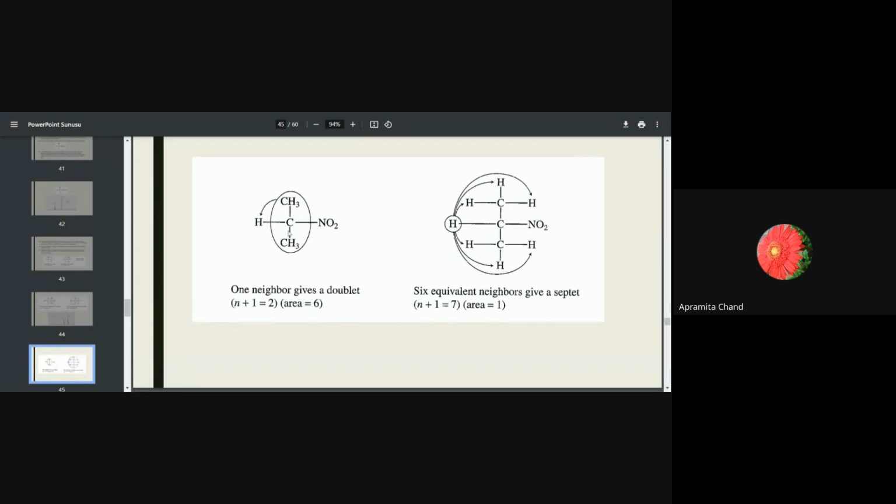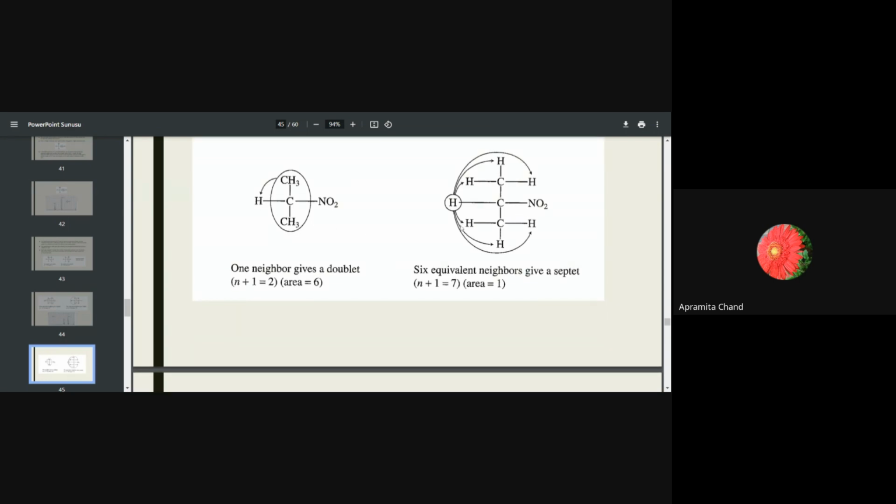More examples are discussed here. Suppose you have two methyl groups, you will have a 6 proton doublet because the adjacent carbon has just one hydrogen. And if you have 6 equivalent neighbors, you can have a septet, a 1 proton septet. So these are the different kinds of cases that can happen.